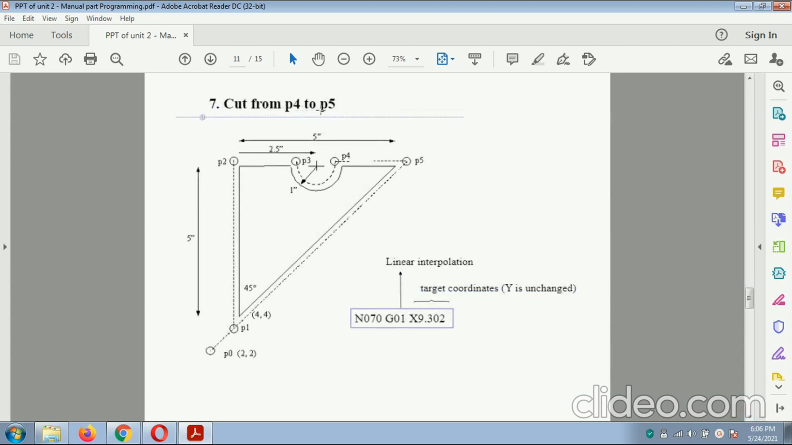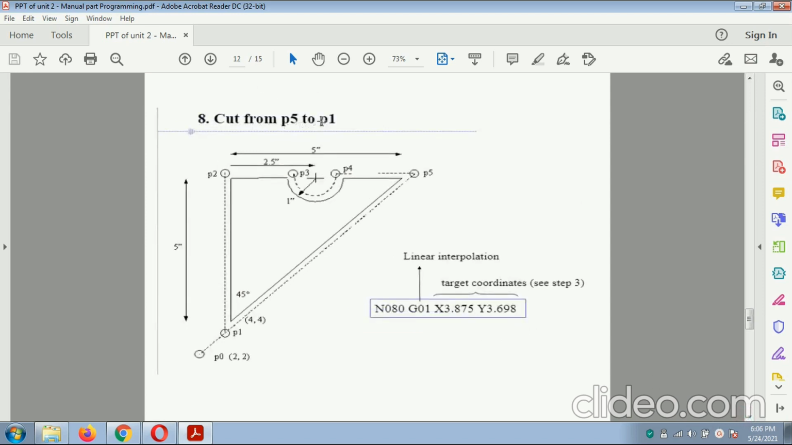Seventh is the cut from P2 to P5. N70 G01 and X is 9.302, because the 5 is added to the X dimension. Eighth is the cut from P5 to P1. So N80 G01, linear interpolation, with X at the original position, X equal to 3.875 and Y equal to 3.698.